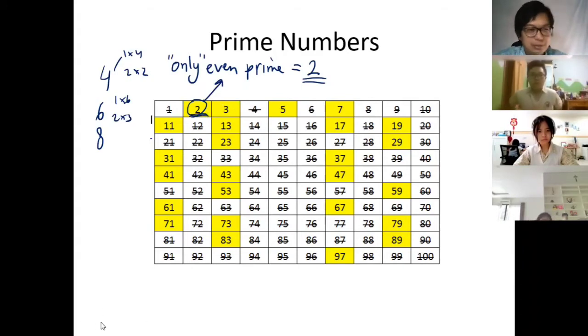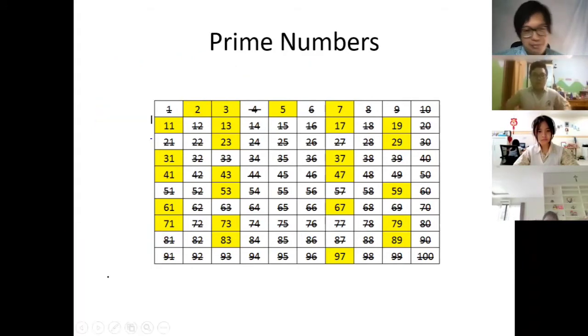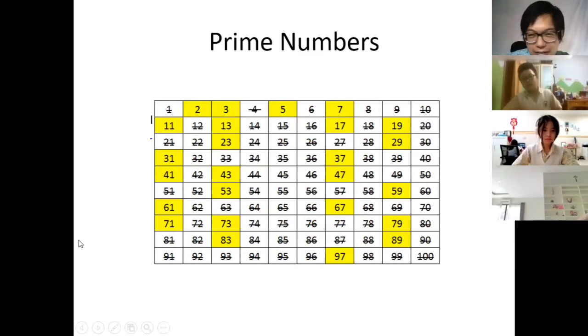Okay? There is no other. But the other prime numbers are always odd. Try to look: 3, 5, 7, 11, 13, 17, 19, 23, 29. Everything is an odd number except 2. That's all, except this one.